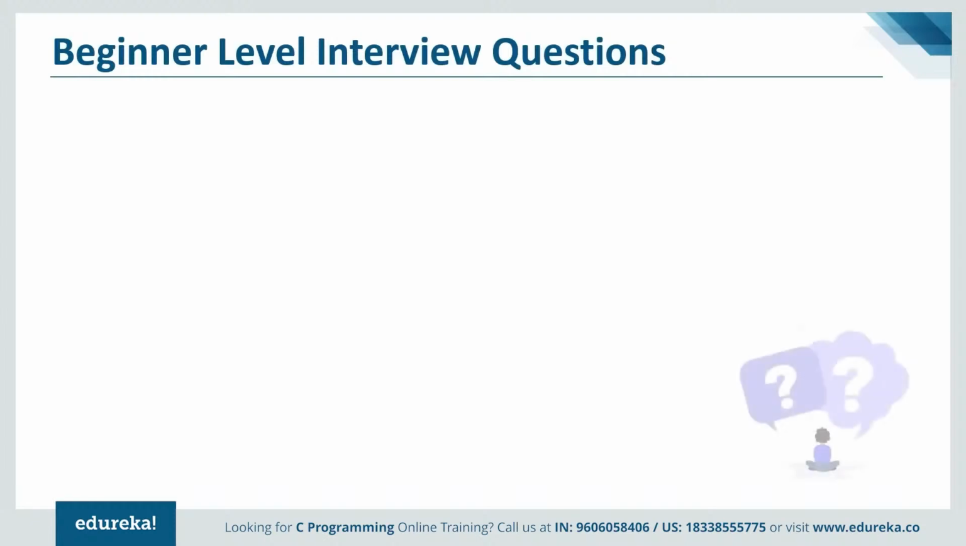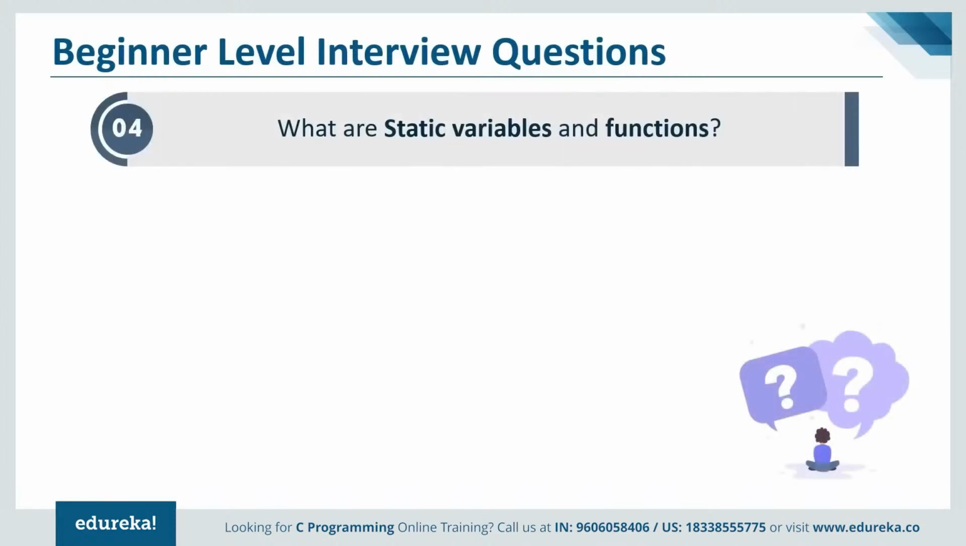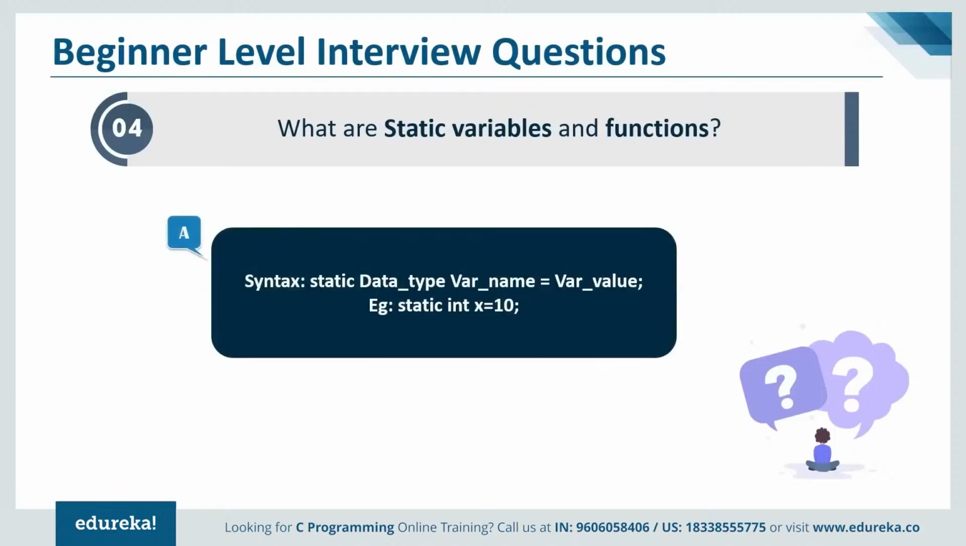Now with this, let us move on to our next question, which says, what are static variables and static functions? Now the answer for this question is, static variables and static functions are almost the same as the variables and functions that we use in C programming. But the only difference is that you declare them along with the keyword static in front of the name of the variable or name of the function.